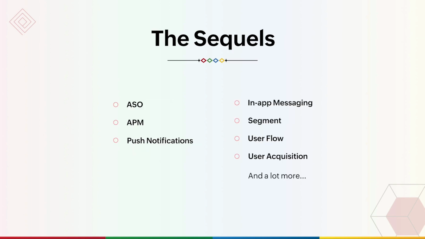And our journey doesn't end here. There are upcoming features in our pipeline such as ASO, that is App Store Optimization, then APM, App Performance Monitoring, push notifications, in app messaging, user segments and user flow, user acquisition tracking, heat maps, and much more.